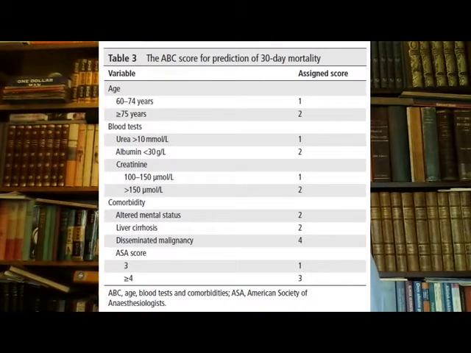As you see in this table, the ABC score includes patient's age, urea, albumin, and creatinine values at presentation, presence of altered mental status, liver cirrhosis, disseminated malignancy, and American Society of Anesthesiology score. A signed score for each variable is shown in the column to the right.